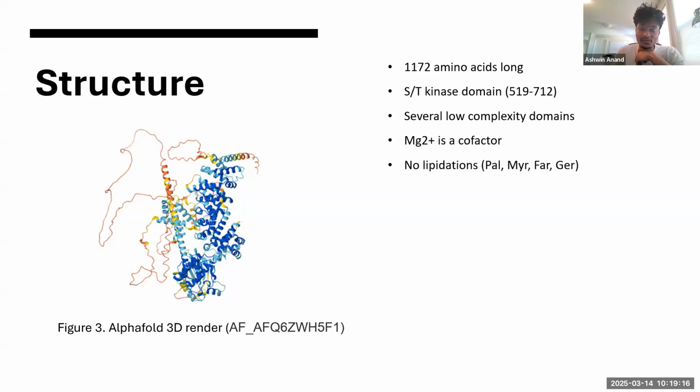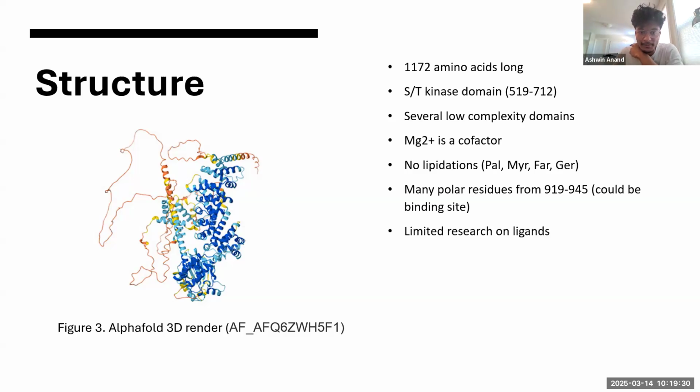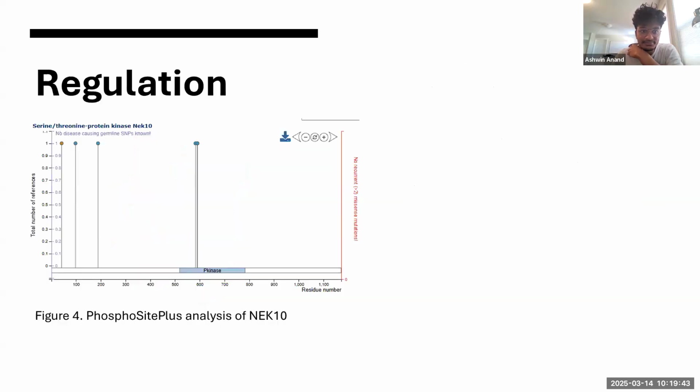There is no evidence of lipidations for these fatty acids. There are many polar residues from 919 to 945. I didn't find a lot of research on this specific site, but it could be a binding site of some sort. There is limited research on ligands, but we can assume that ATP is one of them because it's a kinase. But I didn't really find any papers on the actual ligand.